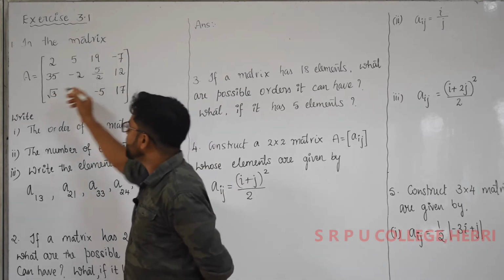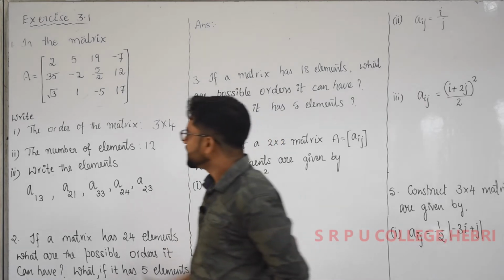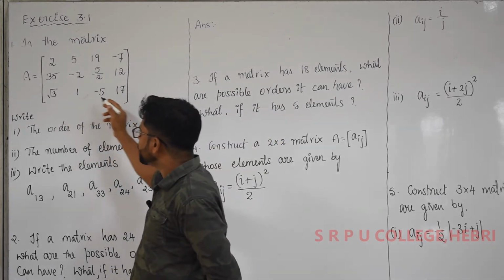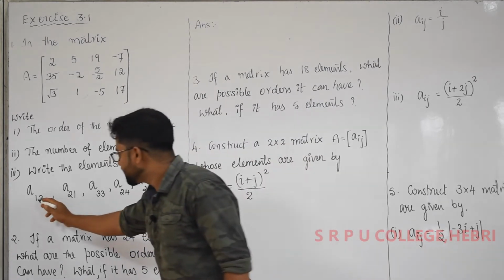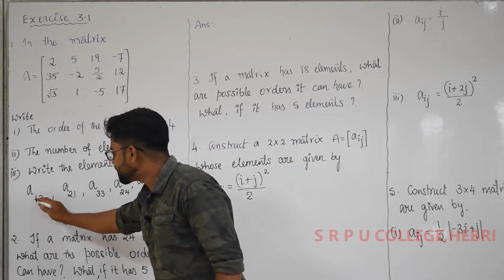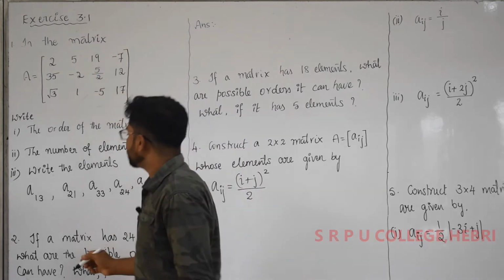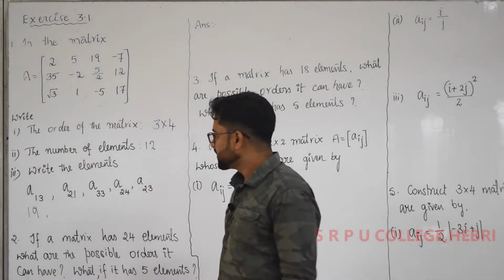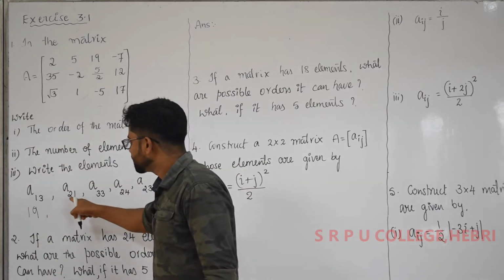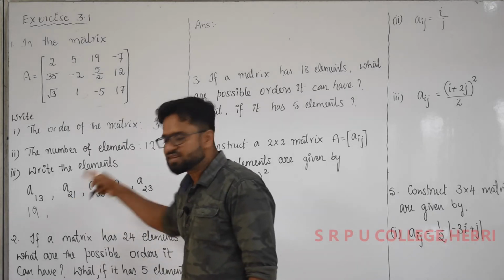Second row A21, A22, A23, A24, so on. Third row A31, A32, A33, A34, so on. Here we need the element A13, means first row, third element. In the first row and third element is 19. Answer is 19.